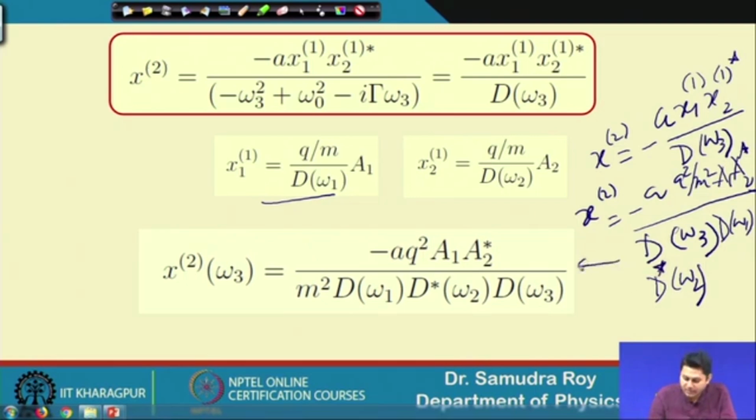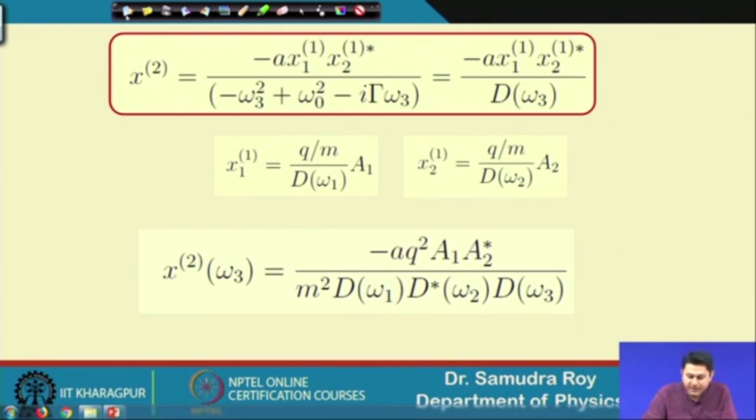So, exactly the same equation we are getting here: minus a q square divided by m square, then multiplication of a 1 a 2 star, divided by d of omega 1, d of omega 2 star and d of omega 3. D of omega 2 should have a star sign because I am replacing this x 2 with x 2 star, which is here. Well, so now x 2 is written in terms of a 1 and a 2, which are the initial fields. That is interesting. That means I write everything as a source term of x 1 and x 2.